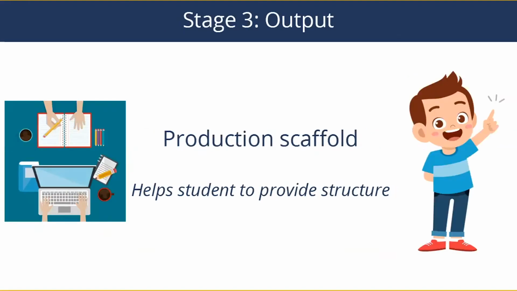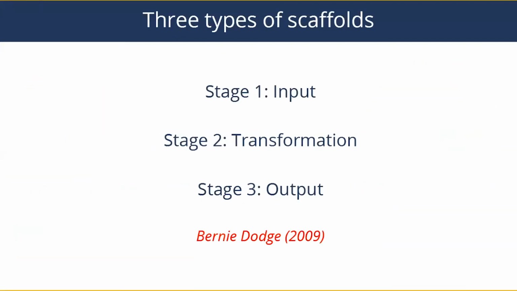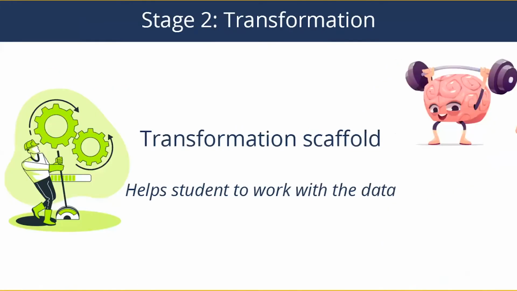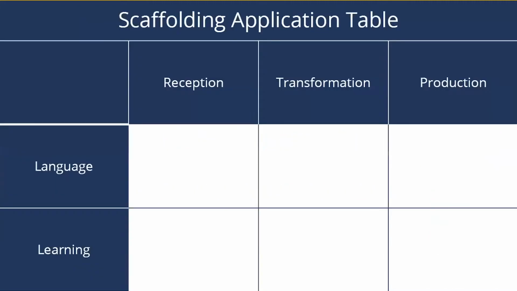And the production scaffold helps students to provide structure. Notice the difference here, it's provide structure, where here, yes, my slides are not doing what I wanted them to do, here it's perceive structure. So with the input stage, it's perceiving structure that's already there and providing structure with the output stage to make sure that students have a structure they can use. Okay, if you combine these three ideas with the two ideas I mentioned before, language and learning, combined with reception, transformation, and production, you get this scaffolding application table, if you will.